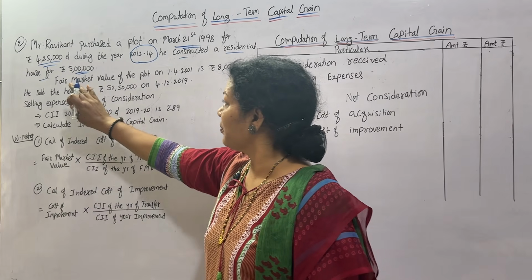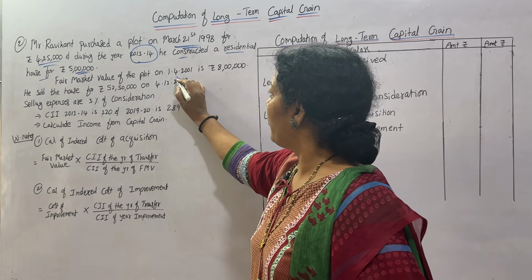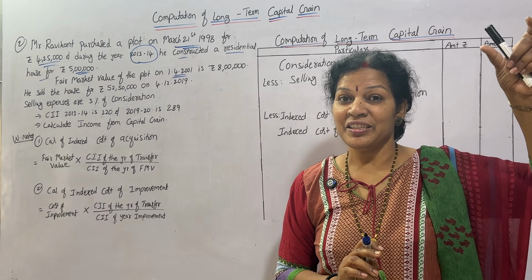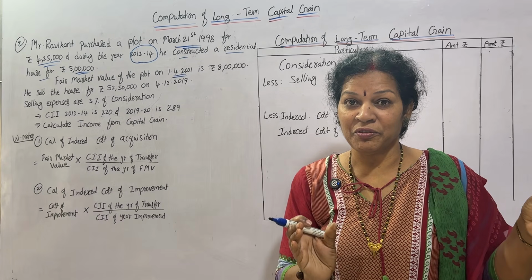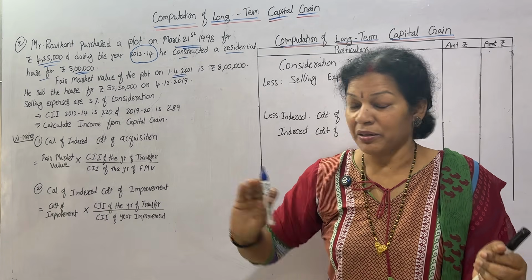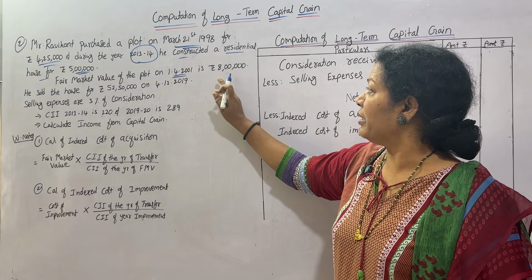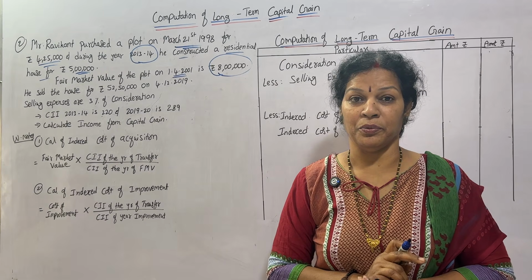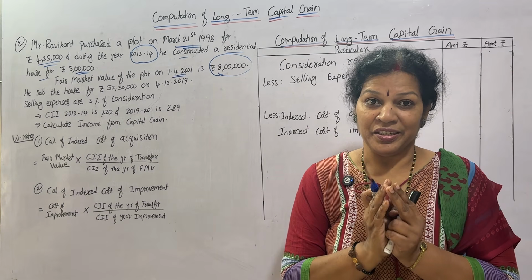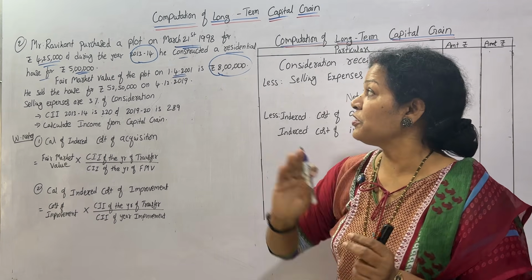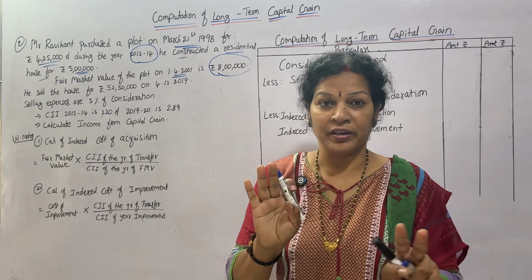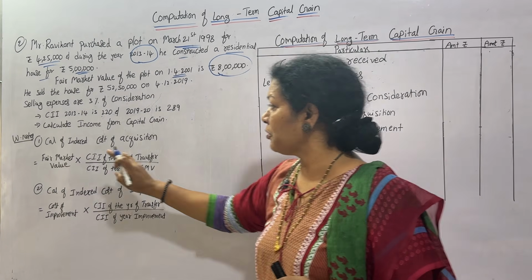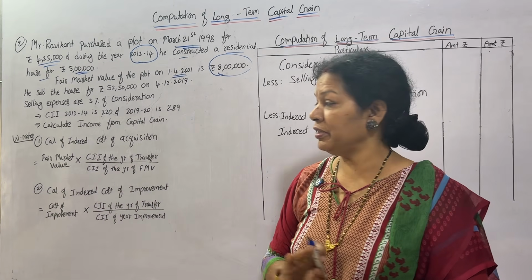Next, fair market value of the plot on 1/4/2001 is 8 lakh rupees. I told you every year the CII will be changing, beginning from 2001. This is the fair market value. This we need, not the purchased cost. The purchased cost here is 4,25,000. We are not going to take that. We want fair market value for calculation of indexed cost of acquisition.